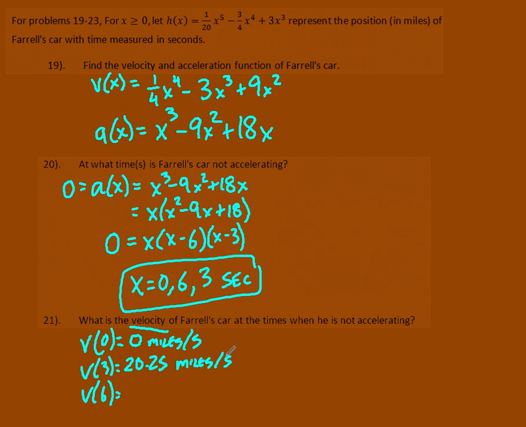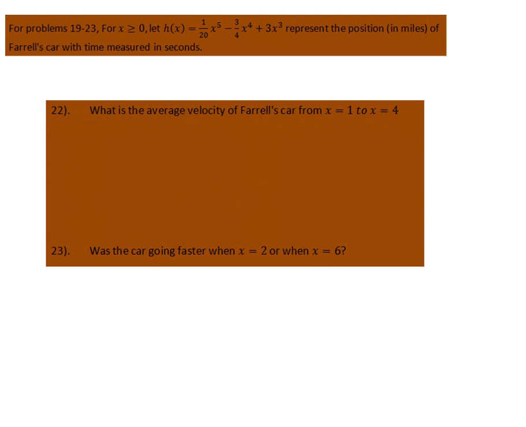And the last one, v of 6, when I plug 6 into this, believe it or not, I also, again, get 0 miles per second. So we can understand how the car is speeding pretty quickly here. If we're at over 20 miles in 1 second, you're probably actually going faster than the speed of light at that point. Okay, our last problem here.